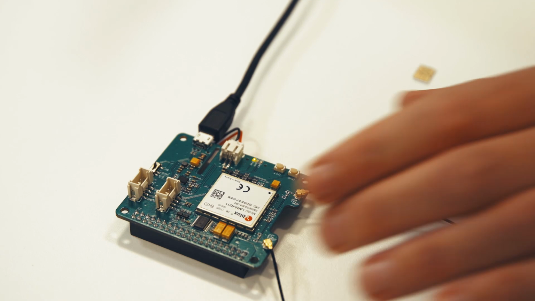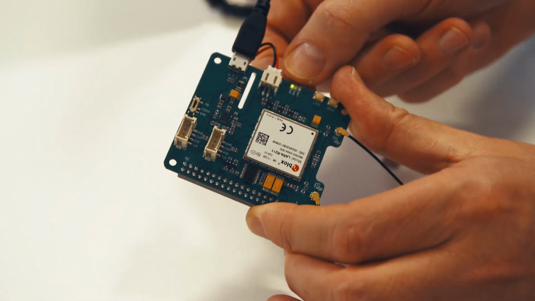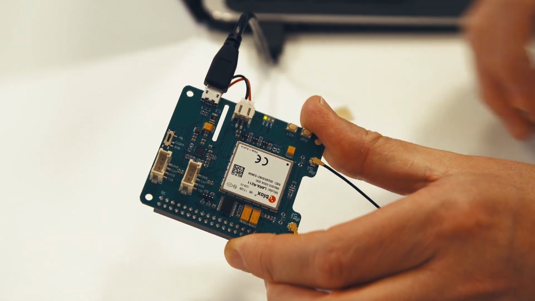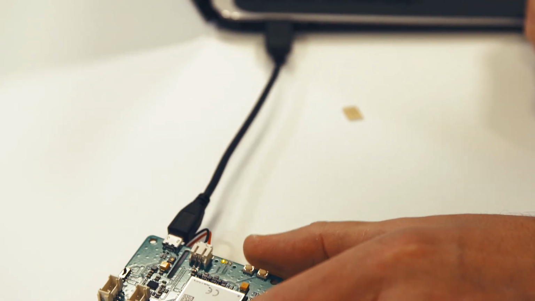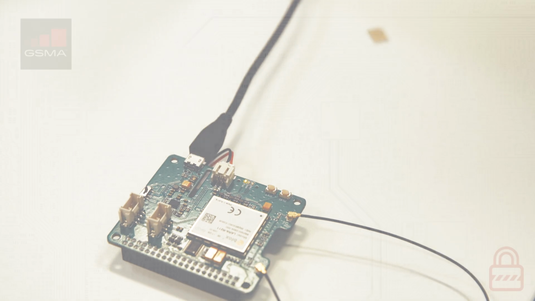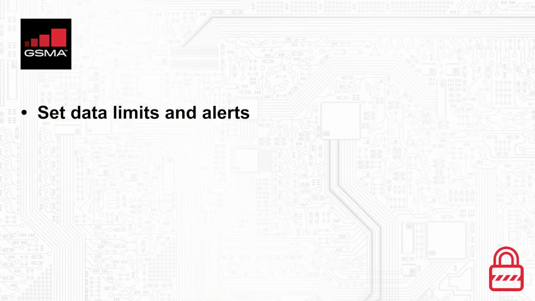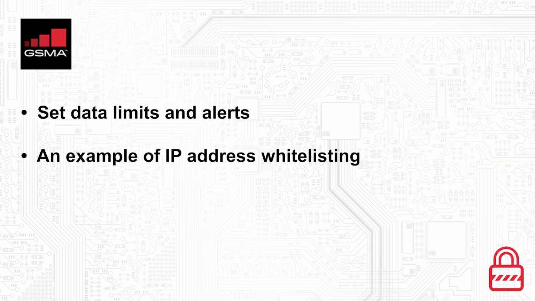Okay, so let's look at another connectivity management portal. In this case, the one provided by JT. Let me just put a JT SIM into my device here, and we can get started. Using the JT portal, I will demonstrate how to set data limits and set alerts, and an example of IP address whitelisting. Okay, so I've just inserted the JT SIM.